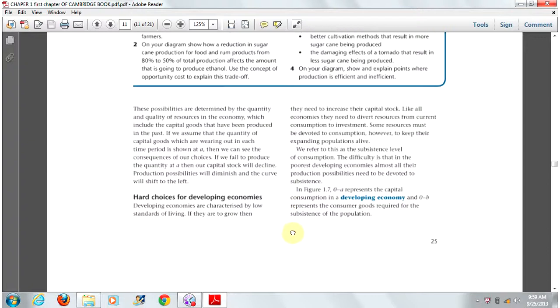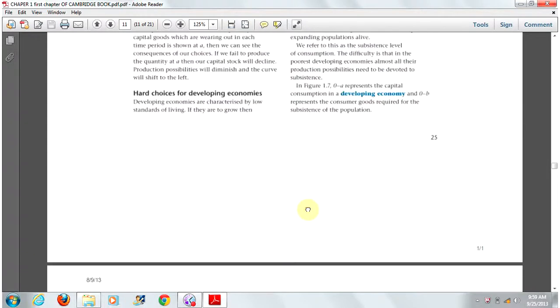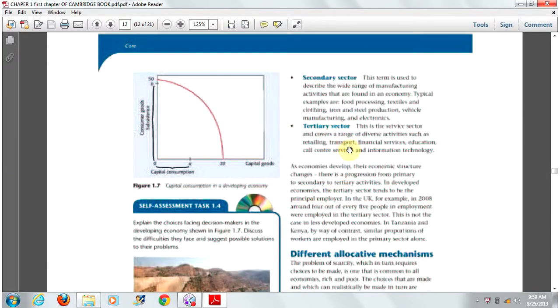Secondary sector. This term is used to describe the wide range of manufacturing activities that are found in an economy. Typical examples are food processing, textiles, clothing, iron and steel production, vehicle manufacturing, and electronics. Tertiary sector. This is the service sector and covers a range of diverse activities such as retailing, transport, financial services, education, call center services, and information technologies.